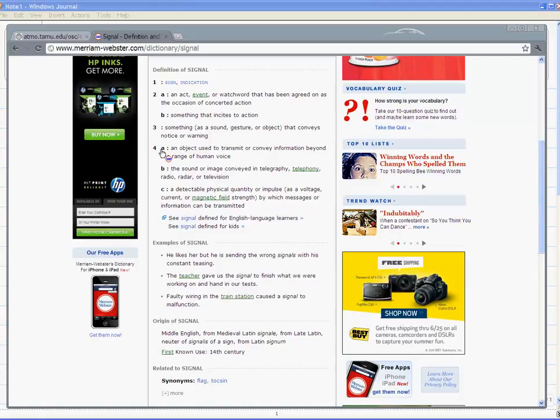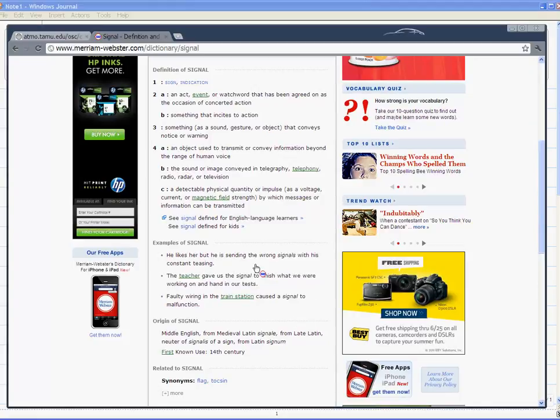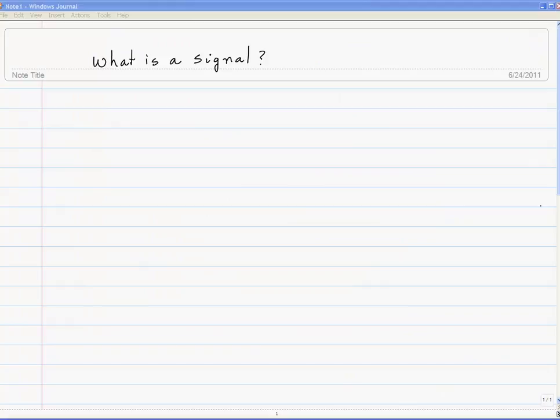So one of the examples of a signal they gave here says, he likes her, but he is sending the wrong signals with his constant teasing. Well, that's not one of the kinds of signals that we will be encountering in this class. The second one says the teacher gave us the signal to finish what we were working on and hand in our tests. Well, that could be one of the signals in this class. If you're taking longer than the allotted time to finish your tests, I will be giving the signal for you to turn your tests in. But really, that's not going to be the discussion for the most of the class. So let's go on and start to formally define what a signal is.